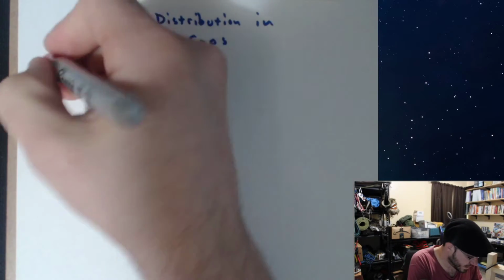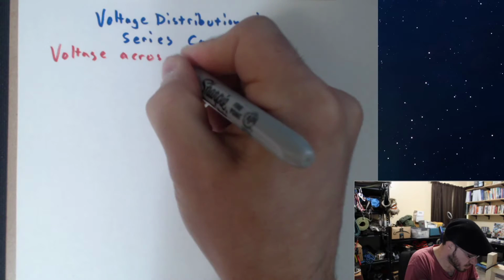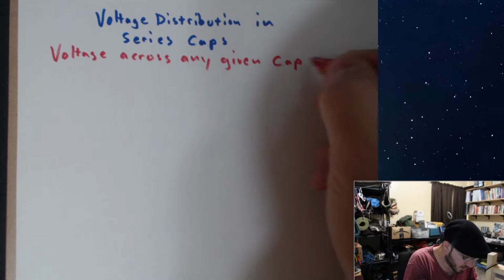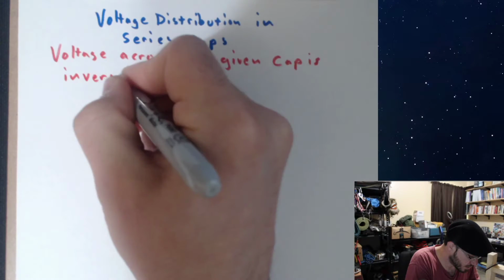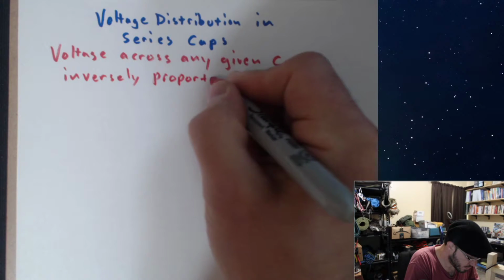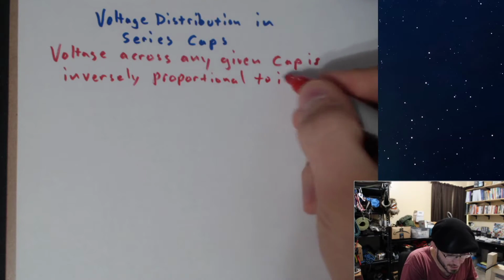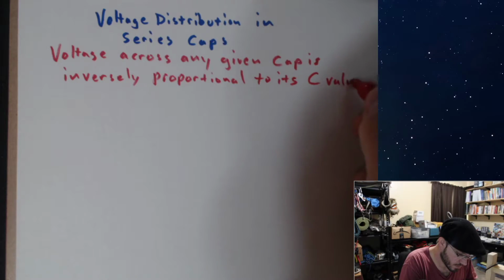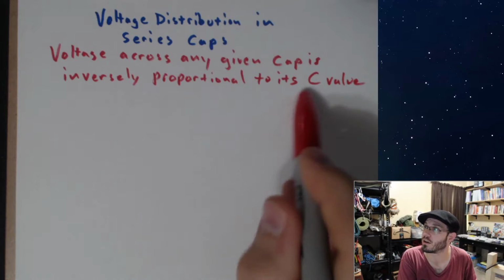Now, what we're going to find is the voltage across any given cap is inversely proportional to its capacitance. Or you could think about it as just being inversely proportional to the number of farads that are on it, its C value.